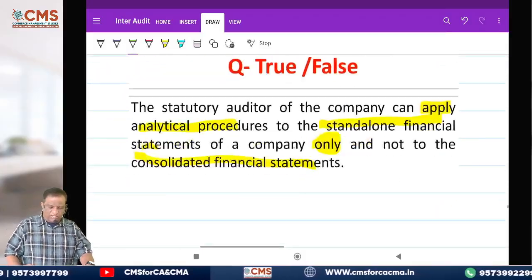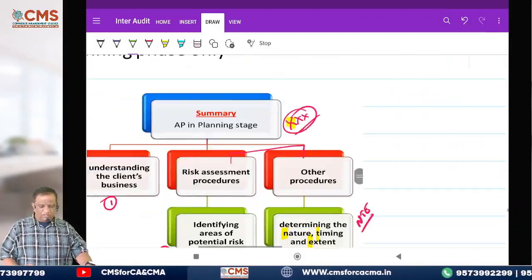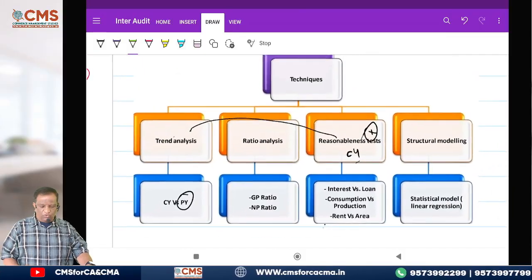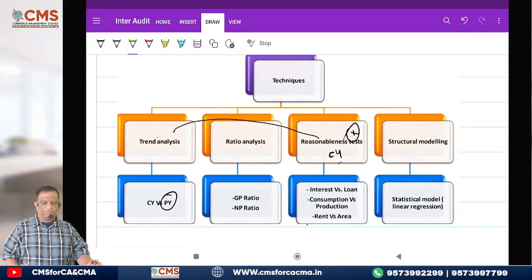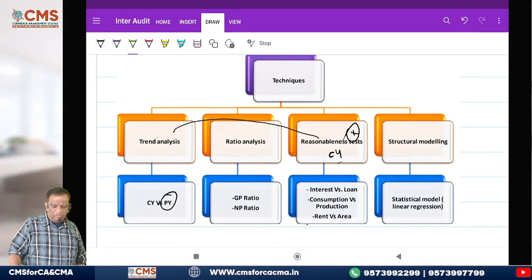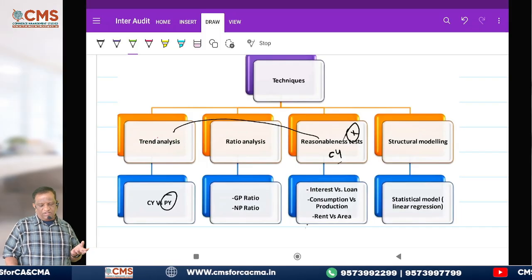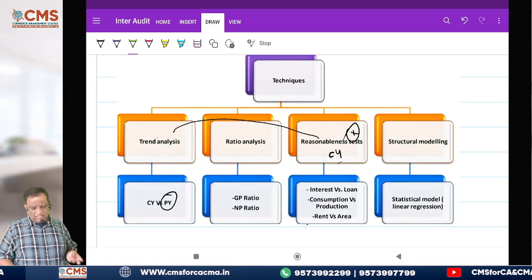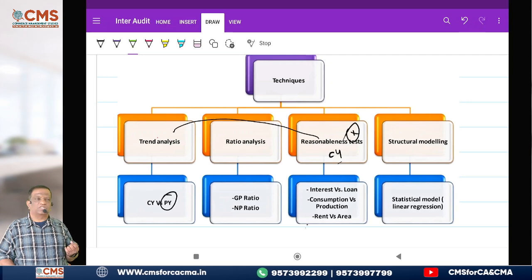And the next point he is asking is, what are the techniques? I'm going directly to that important point. What are the 4 techniques that are there in analytical procedures? Now you repeat. What are the 4 techniques that I have in analytical procedures? Trend analysis, ratio analysis, reasonableness test, and structural modeling.